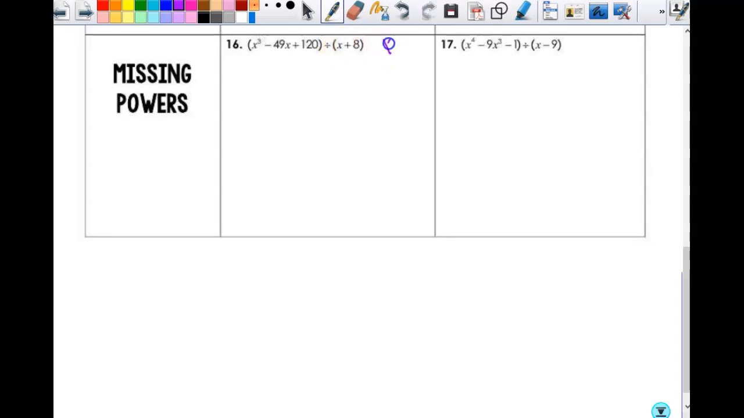So this x plus 8 means x equals negative 8. So negative 8 goes on the outside. Then this is a cubic. So I have 1 for the x cubed. There is not an x squared term, so I have to put a 0 there. And then I have minus 49 for the x, and then a positive 120. And the constant term counts as one of your terms also. I'd have to put a 0 at the end if I didn't have one, okay? And you could have more than one missing term also, so make sure you're paying attention to that.